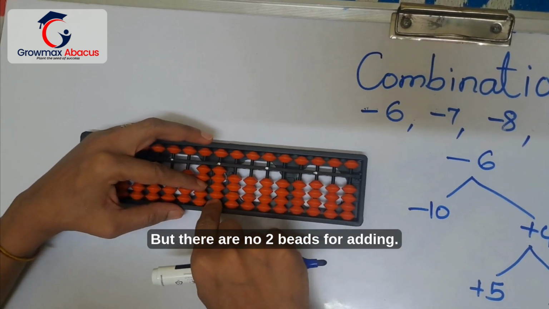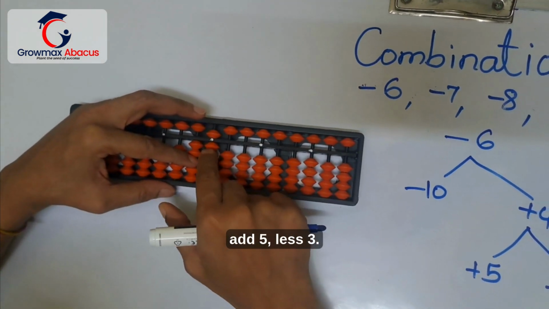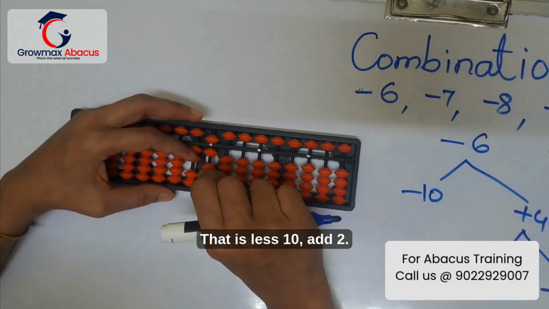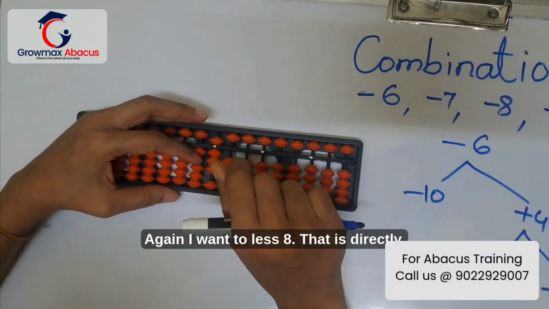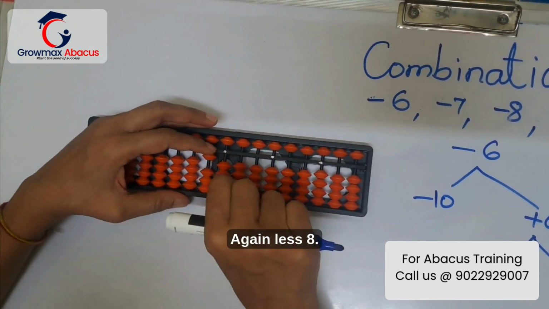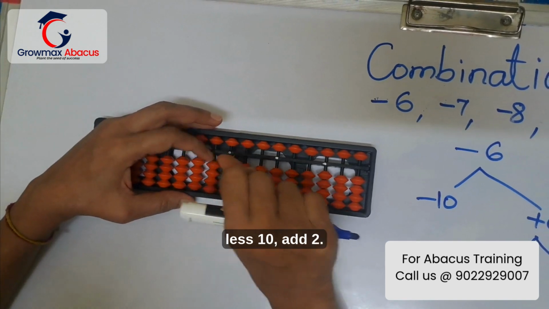But there is no 2 bits for adding. Then I will use small friend, that is add 5 less 3. Again I want to less 8, that is less 10, add 2. Again I want to less 8, that is directly. Again less 8, no direct bits. So I will use big friend, that is less 10, add 2.